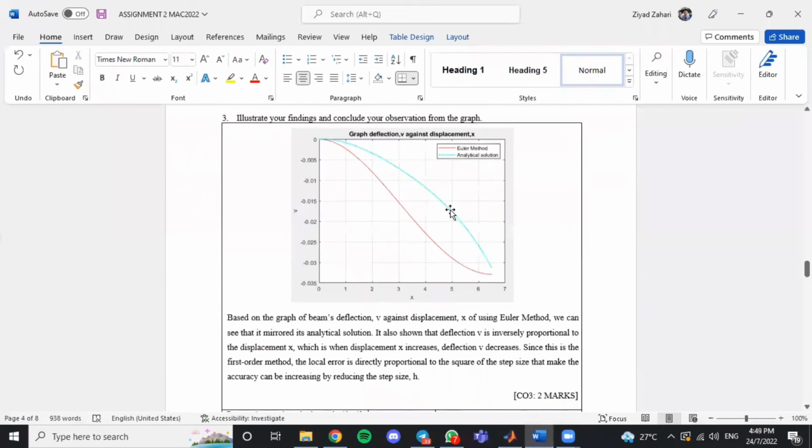So by looking at the graph of Euler's method, we can see that it mirrored its analytical solution. It also shows that deflection V is inversely proportional to the displacement, which is when displacement increases, deflection decreases. Since this is a first order method, the local error is directly proportional to the square of the step size, so the accuracy can be increased by reducing the step size.